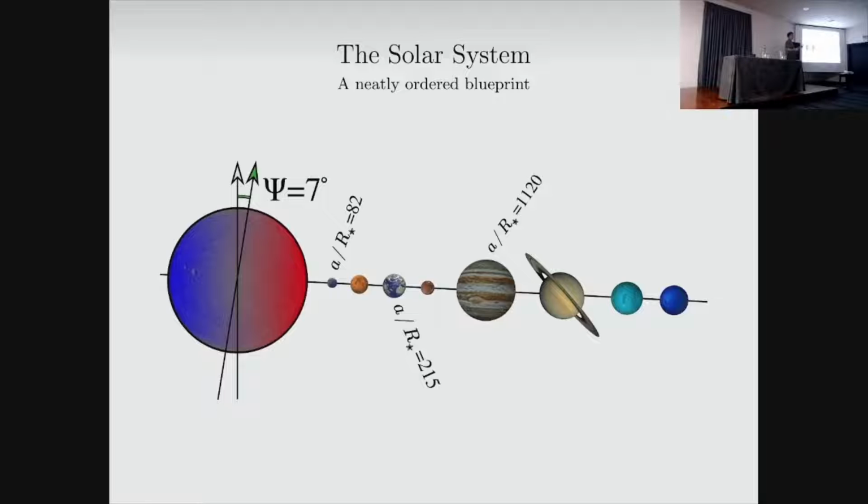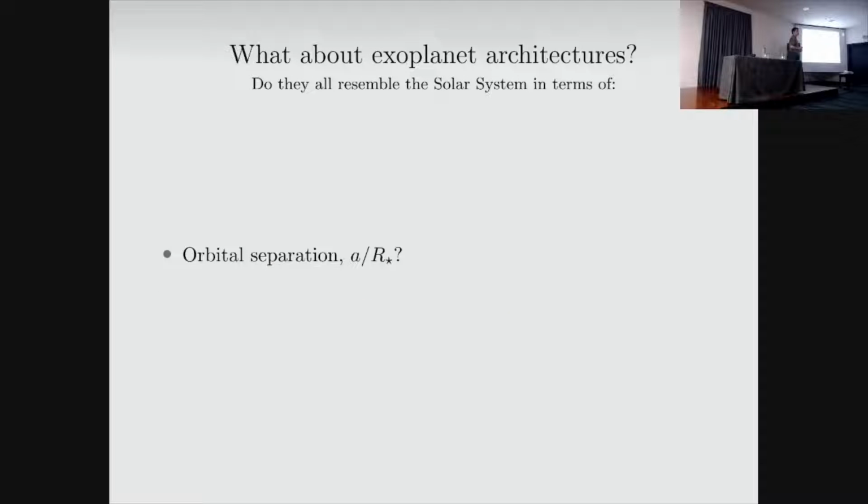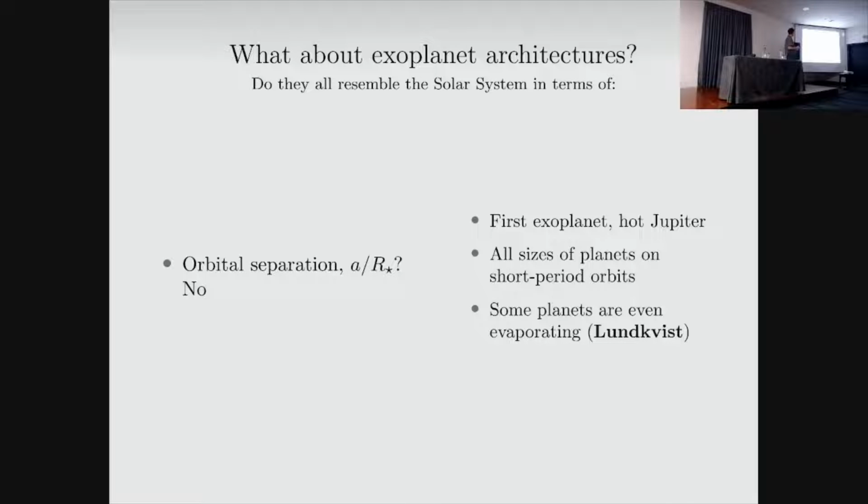But what happens when we go out and look at exoplanets instead? Do we see them at the same separations as the planets in the solar system? Do they have the same a/R-star? And the answer is no. The first exoplanet was a hot Jupiter, a Jupiter-sized planet much closer to its star than our Jupiter is to the sun. And we see a lot of different sizes of planets on short period orbits. Some of these are even evaporating, and you can ask Mia Lundqvist, the chair of this session, much more about that.